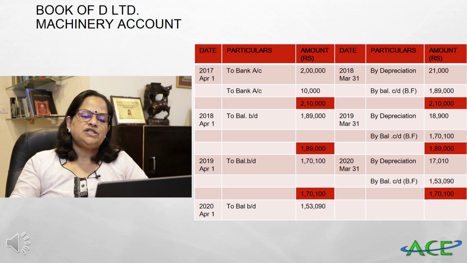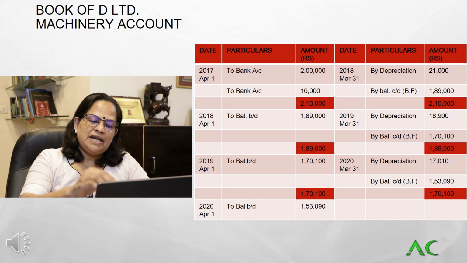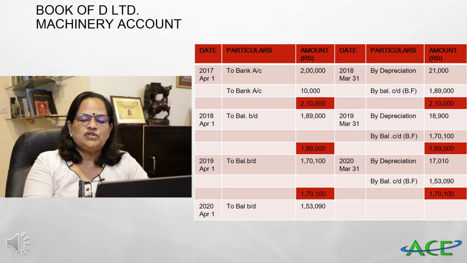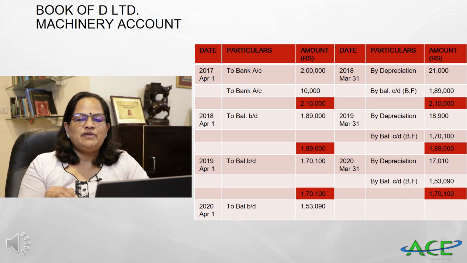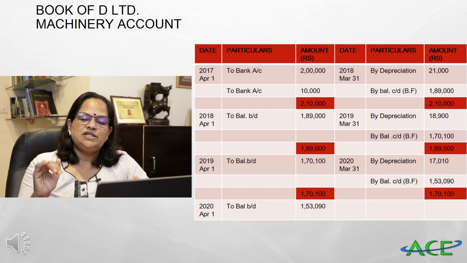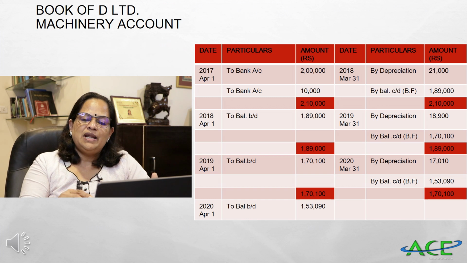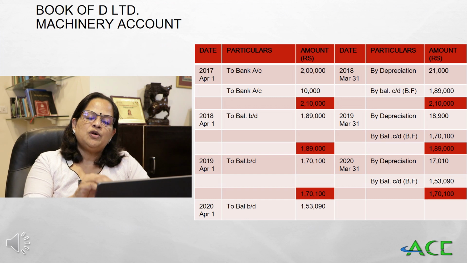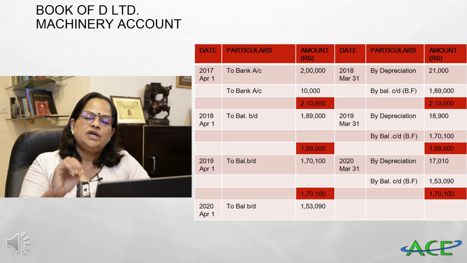2017 April 1st to bank account 2 lakh, plus additional expenses incurred 10,000 to bank account 10,000. By depreciation 21,000. I have explained how we are getting this 21,000. So by balance brought down 1,89,000. So that balance we are bringing to the debit side. To balance brought down 1,89,000.